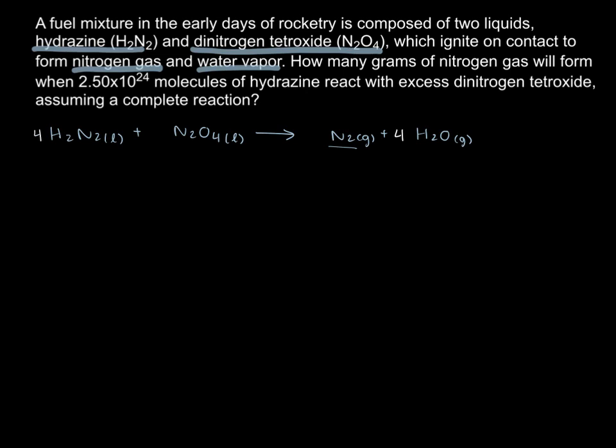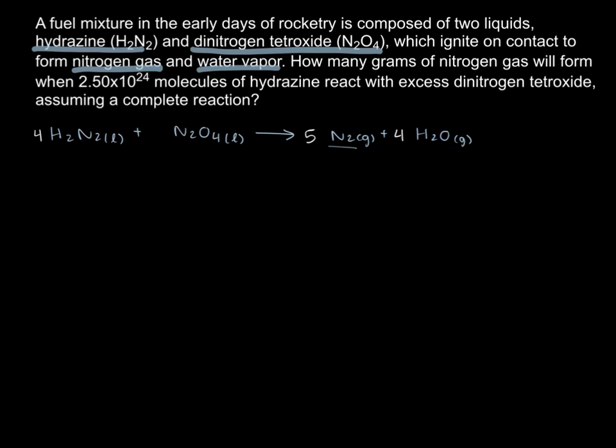And lastly, we'll need to balance out the nitrogens. Well, there's 8 in hydrazine plus 2 in dinitrogen tetroxide, yielding 10. So therefore, we're going to need a 5 in front of the nitrogen gas. Okay, so now that we have our equation properly balanced, we can now begin dimensional analysis. Well, what are we going to start with? Let's look at the problem again.